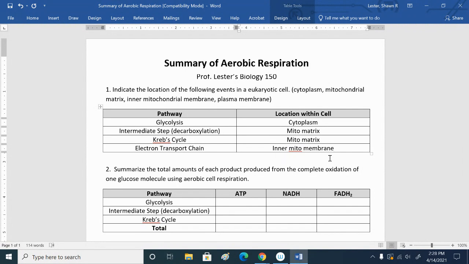If we were talking about a prokaryotic cell, then glycolysis, the intermediate step, and Krebs cycle all take place in the cytoplasm of a prokaryote. And the electron transport chain is in the plasma membrane of a prokaryote, right? So there are some differences.